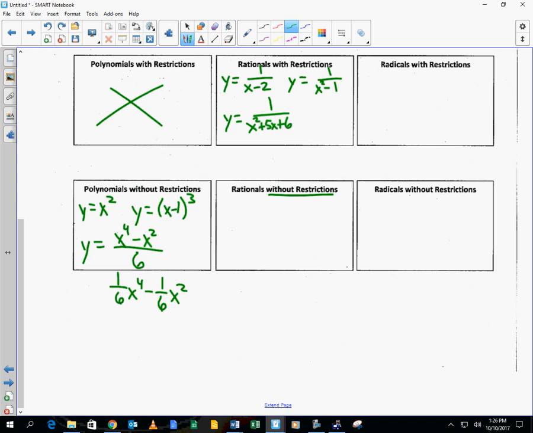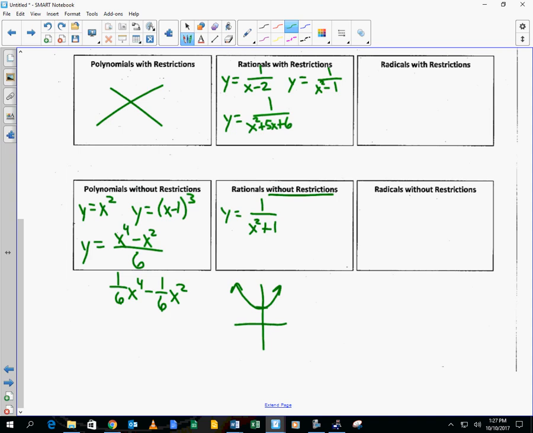Now, I'm going to give you an example of one that doesn't have any restrictions on the domain. y equals 1 over x squared plus 1. Remember, we've got to be careful where the bottom would be equal to 0. Can x squared plus 1 ever be equal to 0? No. If you think about the graph of x squared plus 1, it's a parabola shifted up. Does that ever cross the x-axis? No, it doesn't. So you don't have anything to worry about there.